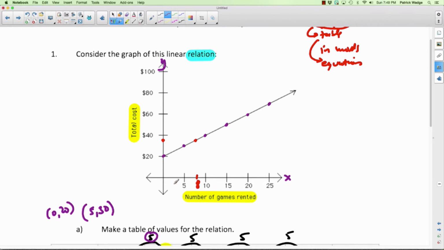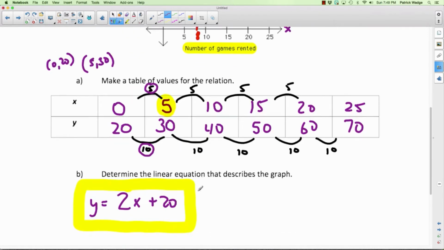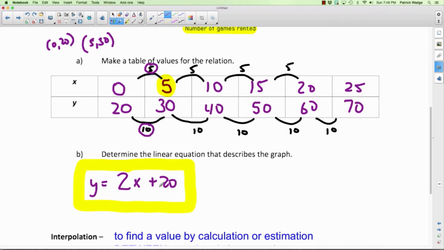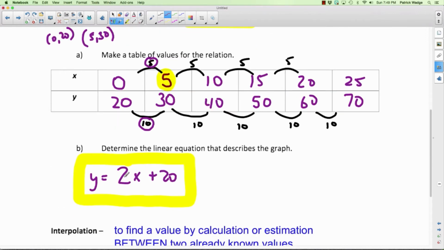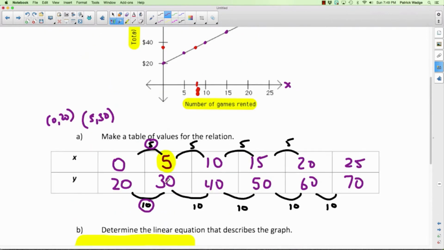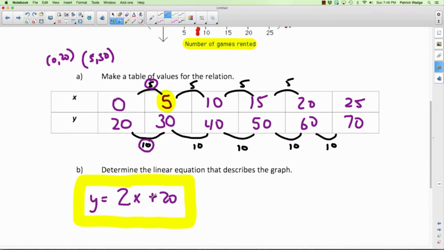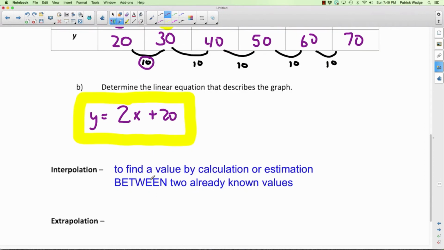Or even better, once you have the formula, you just plug into it. So if I want to know when x is 8, the number of games is 8, I just put 8 in here. 2 times 8 is 16, plus 20 is 36. Oh, my estimate was 35 when I looked at the graph. It's 36 when I use the actual formula. So that's what they mean by interpolation.